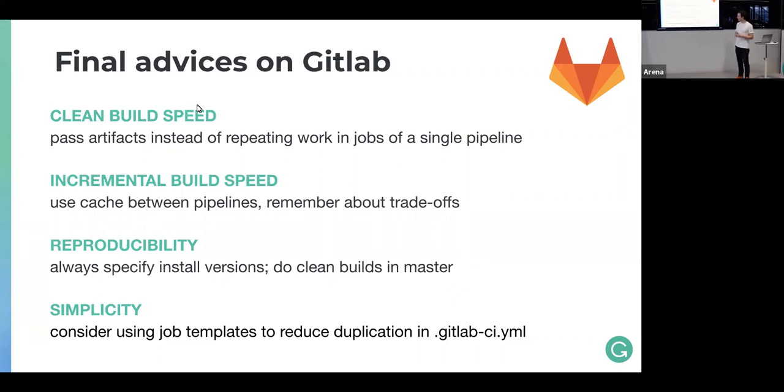Also, I did not talk about reproducibility here, and the main advice for reproducibility is if you need to install something, please do specify versions in your script. And if you use a lot of caching and scary cache techniques, please do clean builds in the master branch.